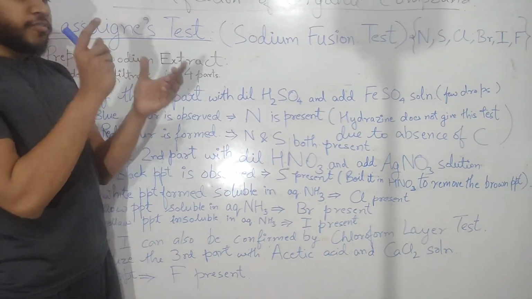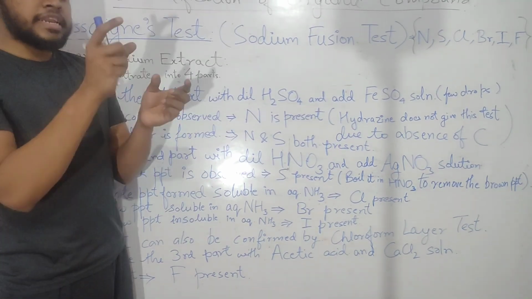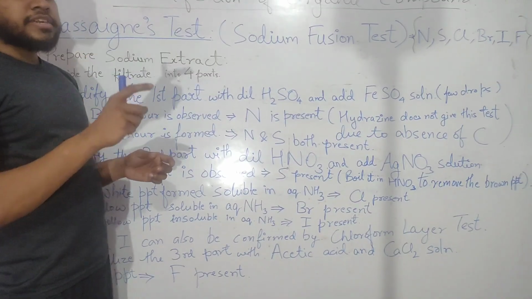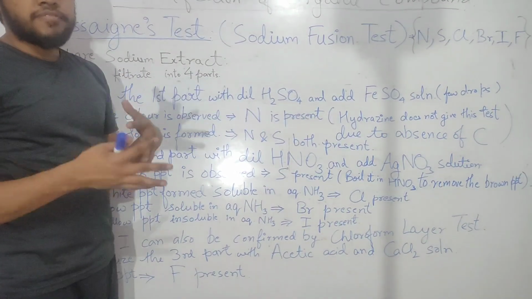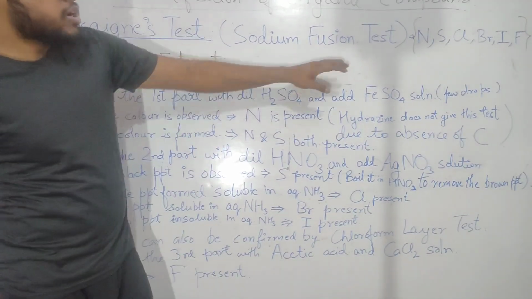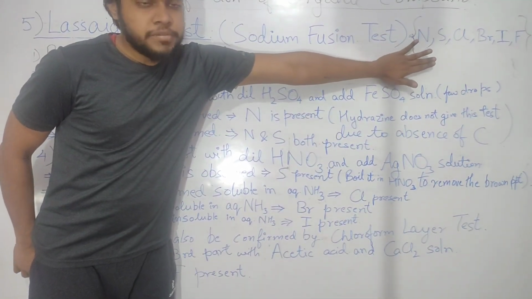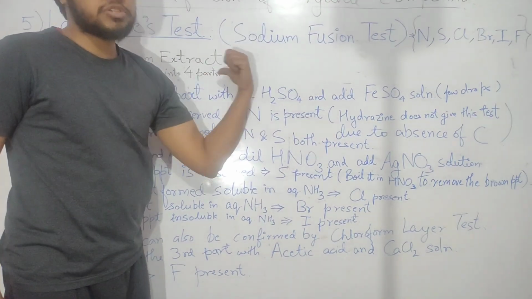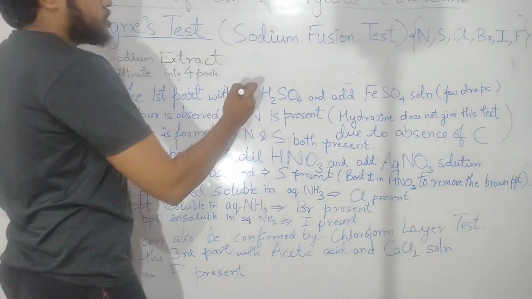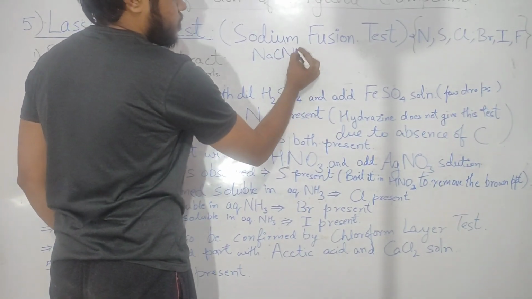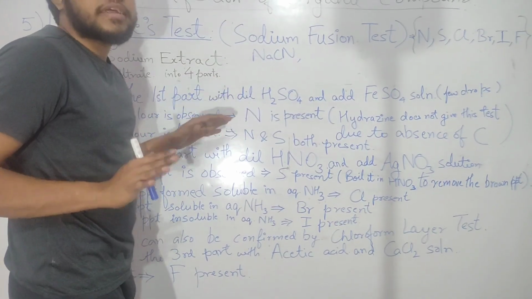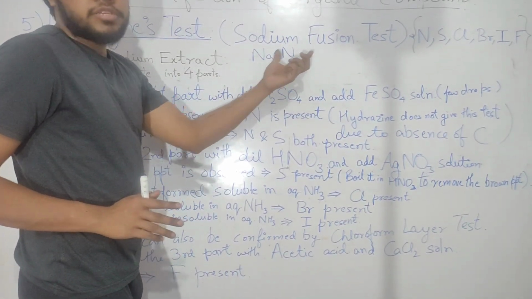It is done by fusing the organic compound in an ignition tube with sodium metal, and then after the extract is ready, we have to dissolve it in water, and then we have to boil it, and then we have to filter it. So what happens in this test is whatever the element is present in the organic compound, it forms a salt with the sodium metal, such as if nitrogen is present, sodium cyanide is formed, because the organic compound already contains carbon, so carbon is provided from there.